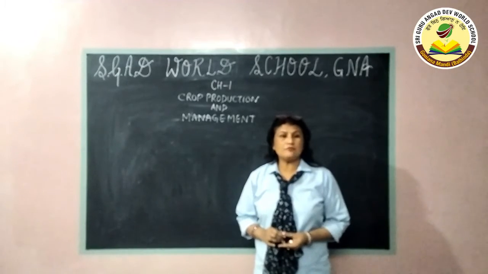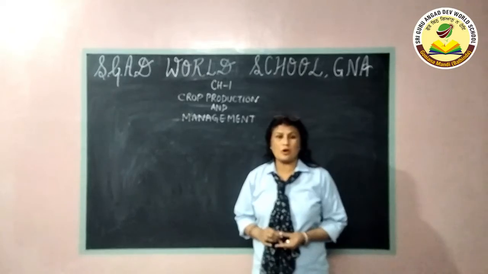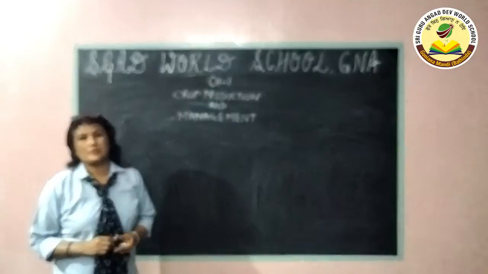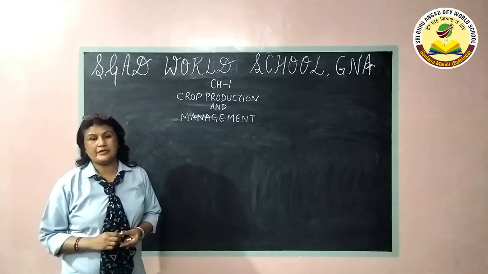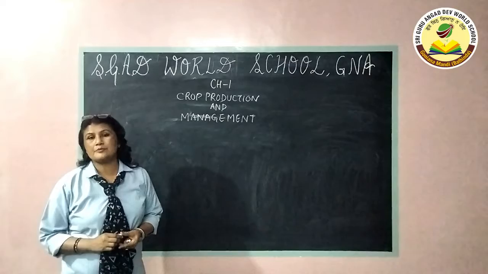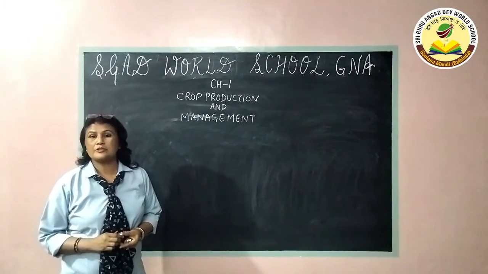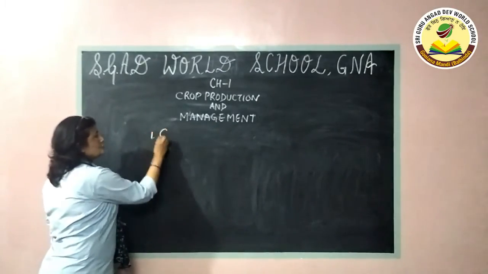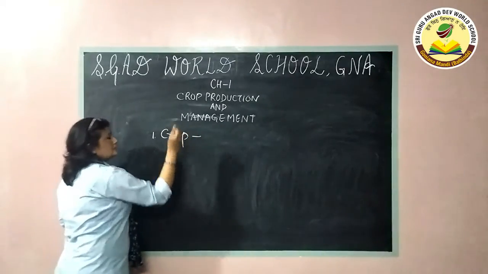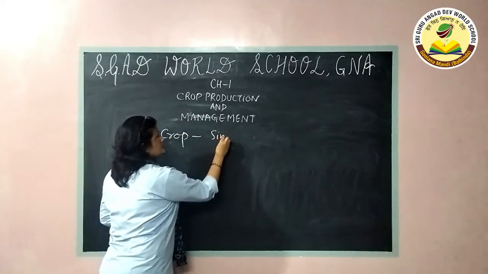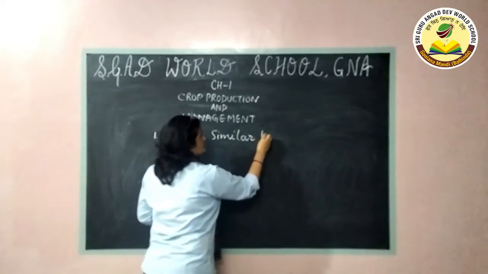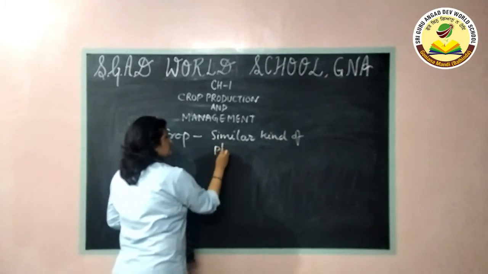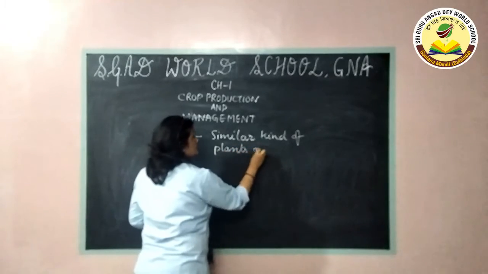Now first we will see what is the meaning of crop. Crop is a similar kind of plantlets grown in a particular land or field and taken care of by the farmers for their greater yield or production. The first word is crop. It means similar kind of plants or plantlets.